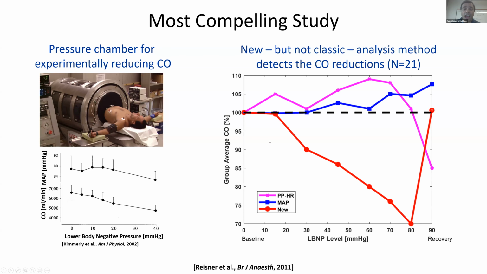So the cardiac output estimate of the multi-beat analysis method in red correctly decreased with increasing lower body negative pressure and then returned to baseline following recovery from the laboratory procedure. But by contrast, the classic pulse pressure times heart rate method in magenta incorrectly increased with the increasing lower body negative pressure. And this incorrect prediction occurred because the compensatory vasoconstriction increased the peripheral pulse pressure.